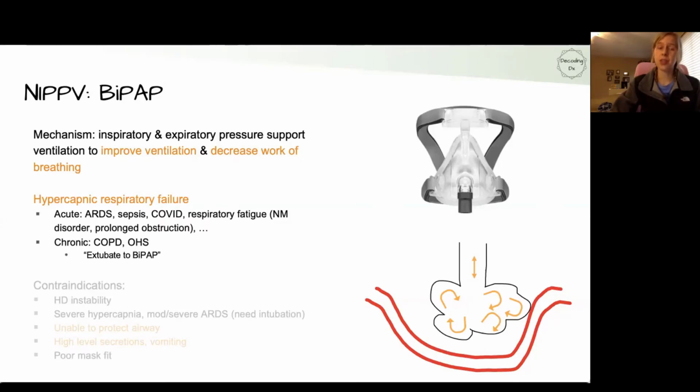Acutely, this is seen in all sorts of illnesses like ARDS, sepsis, and COVID. More chronically, we can see it in patients with COPD and obesity hypoventilation syndrome. These chronic patients oftentimes will need BiPAP just at baseline at night to help them sleep, but acutely, this is called rescue BiPAP and usually requires ICU level care.